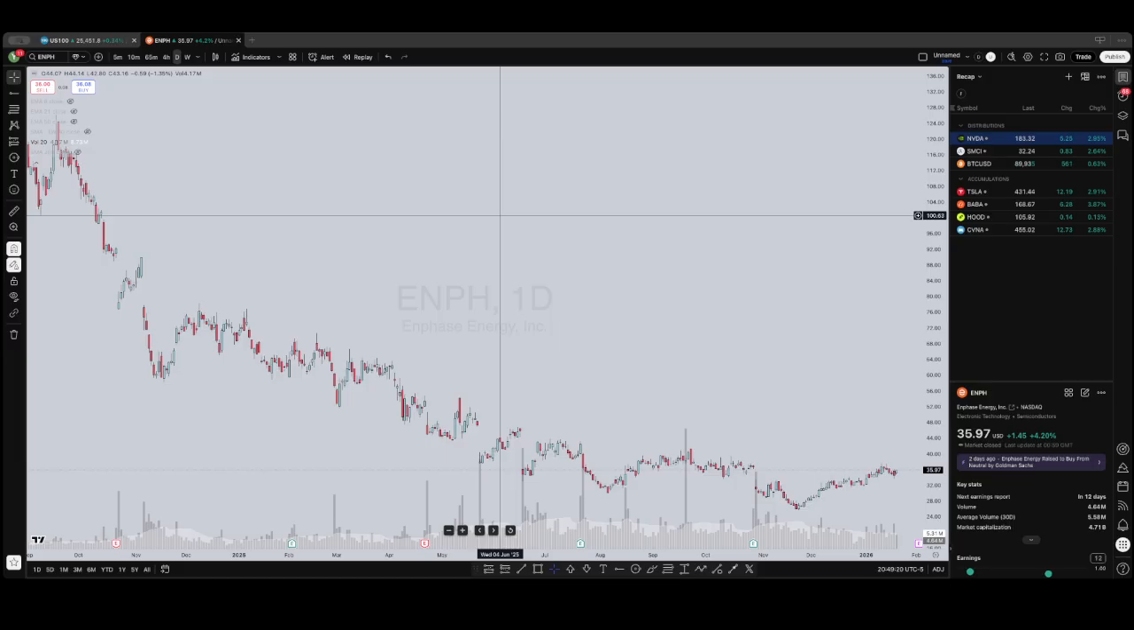A name like Enphase, I could have definitely gone for follow through on some of these pops. I could have easily shorted some sort of breakdown and got some follow through. But I just increased the probability of me getting swept by a ton. So I'd much rather be the guy that's shorting something that is coming off of the highs than a guy that is shorting something at the lows.